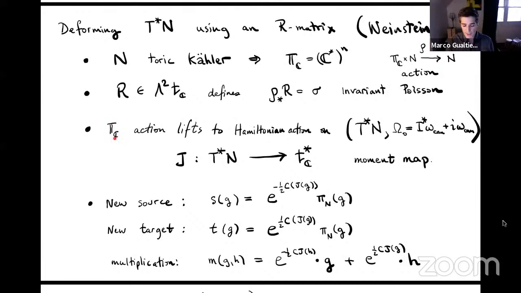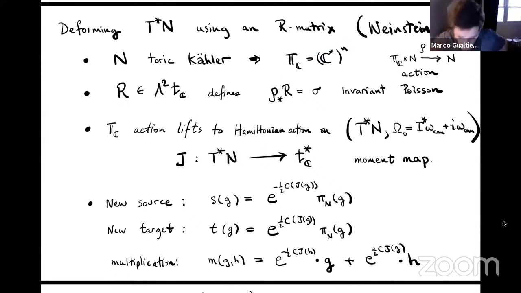This does act on the cotangent bundle of N, and this action is Hamiltonian. So for now I'll consider the holomorphic cotangent bundle. I'll think of the cotangent bundle of N as being equipped with this holomorphic symplectic structure, and this complex torus action is complex Hamiltonian, and so it has a complex moment map to the complexification of the Lie algebra. So we have this moment map for the torus action on its cotangent bundle.